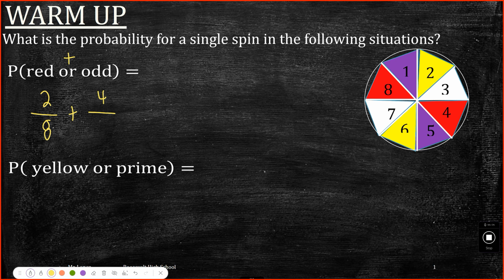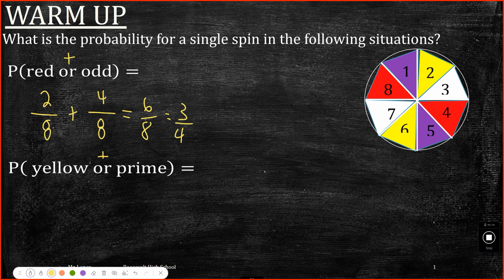Okay. So now, I said a double count. If there's a double count that is both red and odd, you got to subtract. Is there a red and an odd? No, there's no. So 0 out of 8, there's nothing there. The answer is 6 out of 8, 3 out of 4. 75%. That's it.